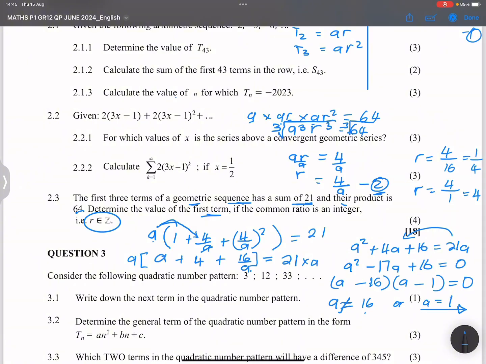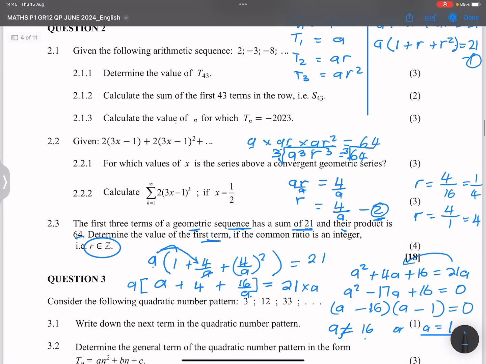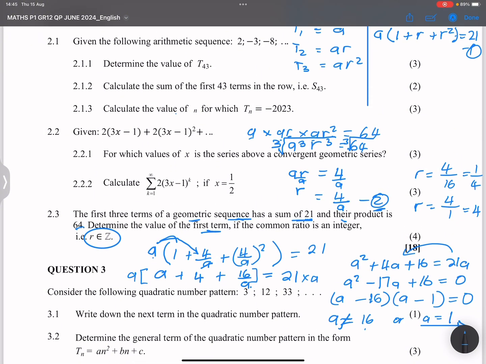And essentially, ladies and gents, that is how the cookie crumbles, right? Apologies that I had to write it within this smaller space that we have, but I'm sure that you got the gist of it. All right, let's move on to the next question.